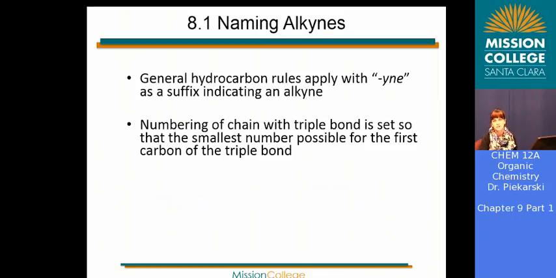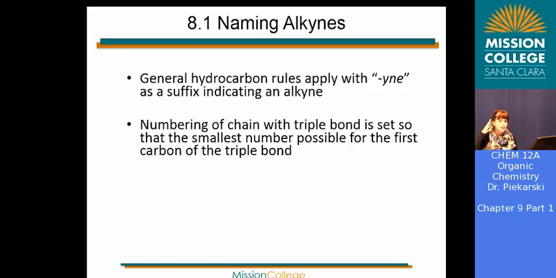So when I start any kind of new functional group, I always have to teach you how to name them so that we are consistent when we are naming our compounds. And so because it's an alkyne, the hydrocarbon rules apply with -yne as the suffix indicating an alkyne, if that's in your particular compound. And we always number the chain with a triple bond so it's set to the smallest number possible, and that's before the branching rule. So this is the same thing as the alkene. You always number the alkene with the smallest number possible versus branching.